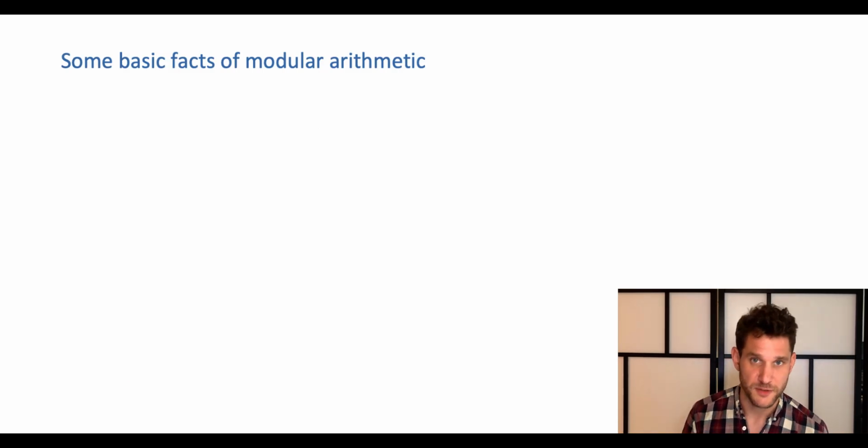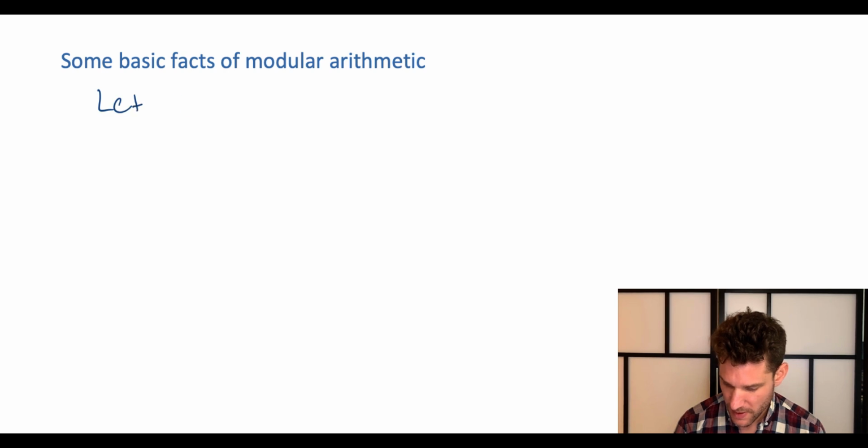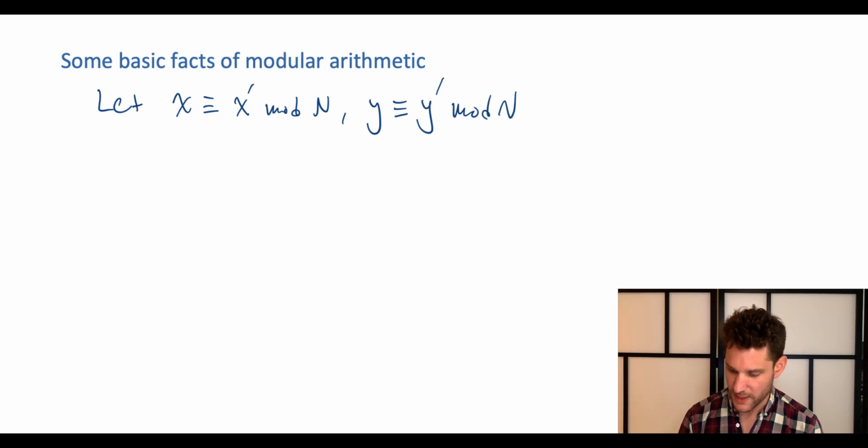So it's useful to consider some basic facts about this congruence modulo n relationship. Assume that we have x being congruent to x prime mod n and y congruent to y prime mod n. Just let that be true. Then two facts are true.